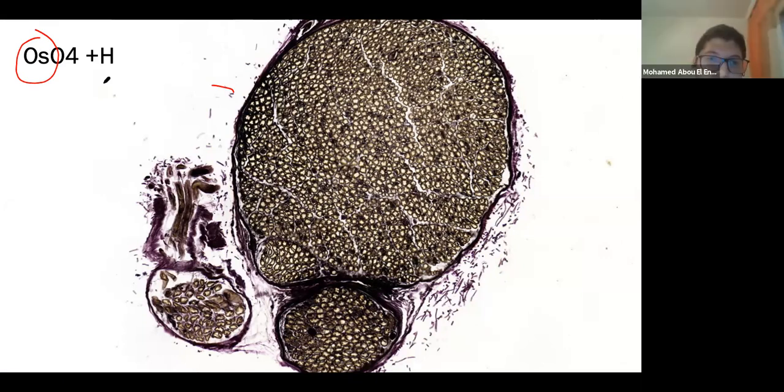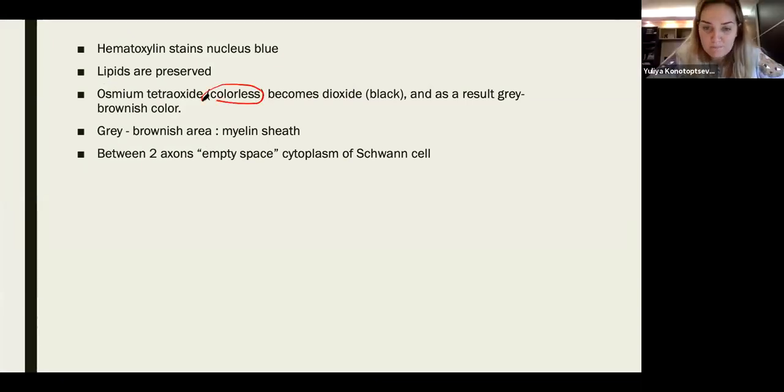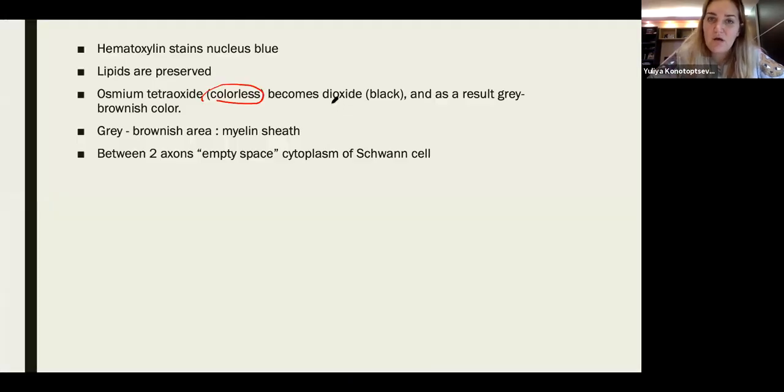Yes. You should remember that osmium tetraoxide is colorless. It has no color. Yet you see there's a lot of dark color. So how do we see it? Because it becomes oxidized, right? So it has to become oxidized to dioxide, and that will create the black color.